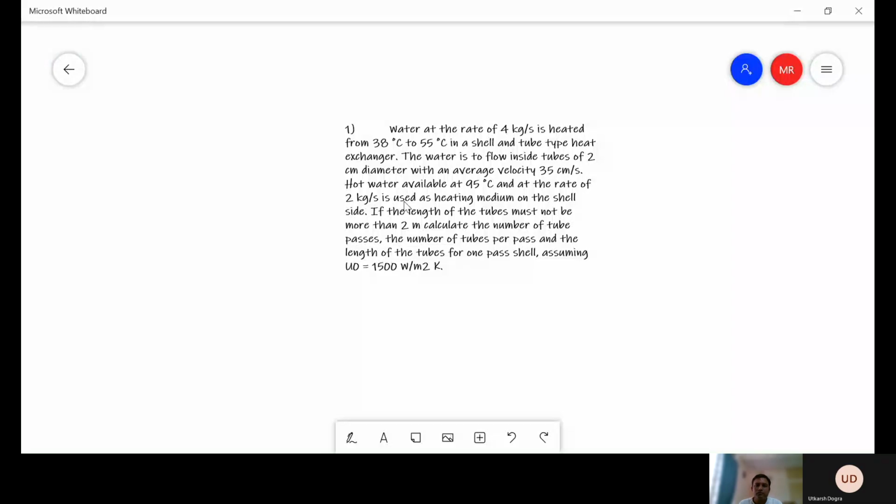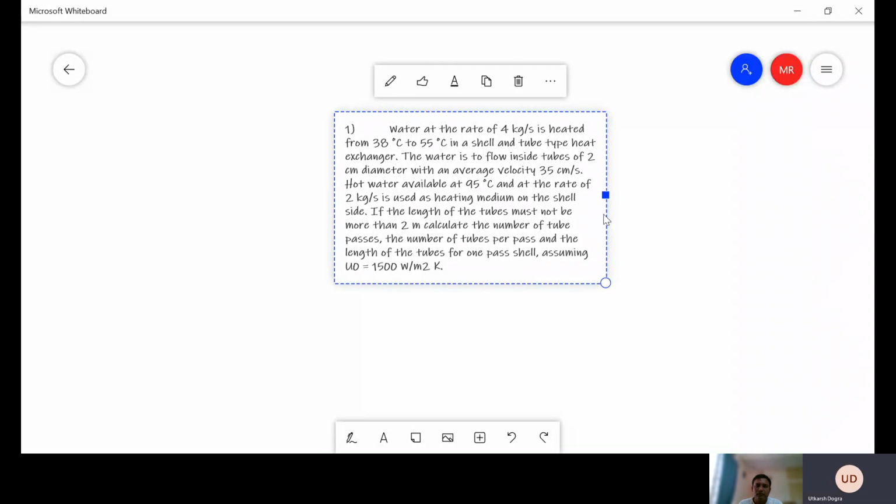So the board is not visible. Board is not visible, it will be visible. Just a minute. Let me just open. Is it visible now? Yes, sir, now it is visible.